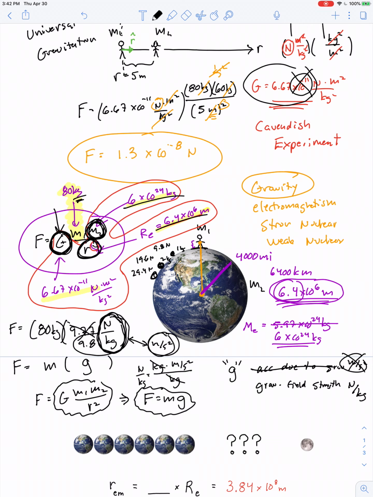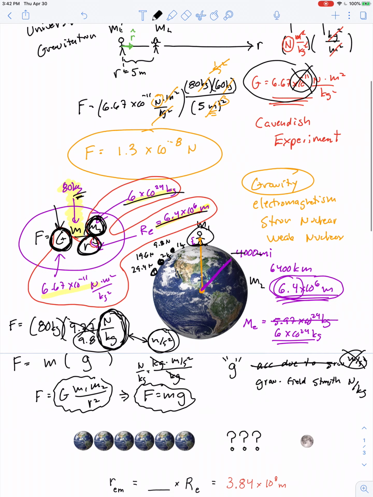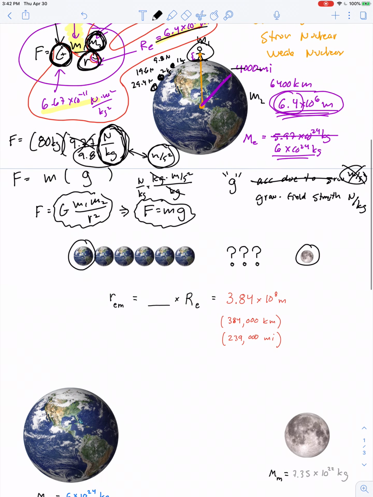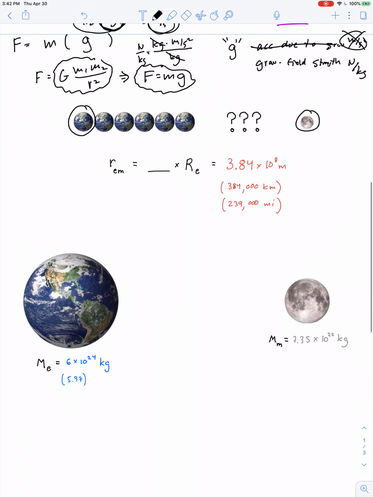Okay, so what we really need is an example in which the distance between an object and the Earth is not the radius of the Earth itself. So we could ask the question, what's the force of attraction between the Earth and the Moon? So you're going to need a few values for that one, and I've provided them down below. We already know the mass of the Earth is about 6 times 10 to the 24th kilograms, really 5.97 times 10 to the 24th. So here's a new value, the mass of the Moon, 7.35 times 10 to the 22nd kilogram.